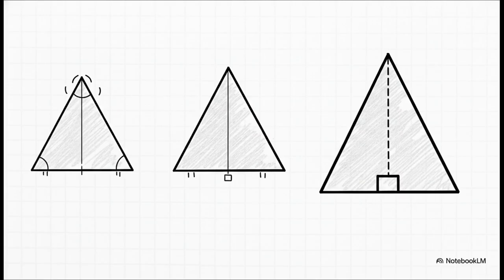Well, it doesn't necessarily divide a side or an angle. Its sole job is to drop straight down at a 90-degree angle to give us the true height. Keep that altitude in mind.